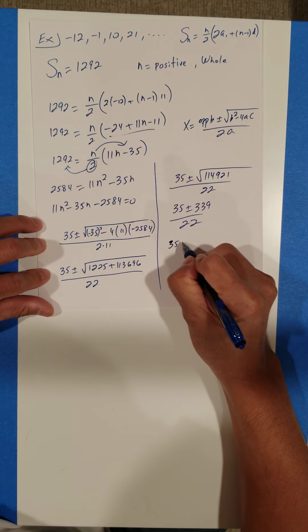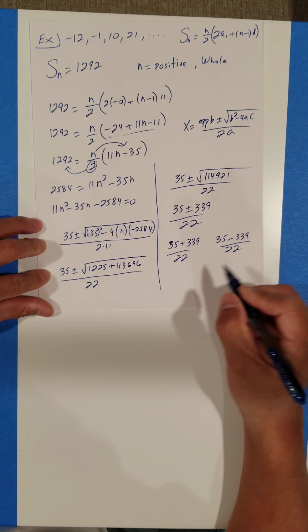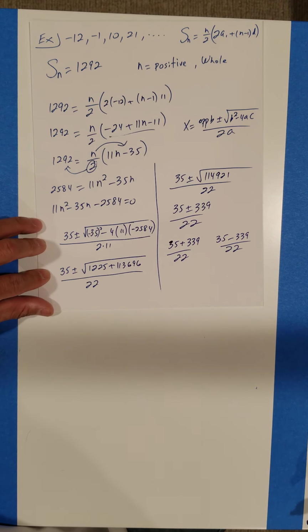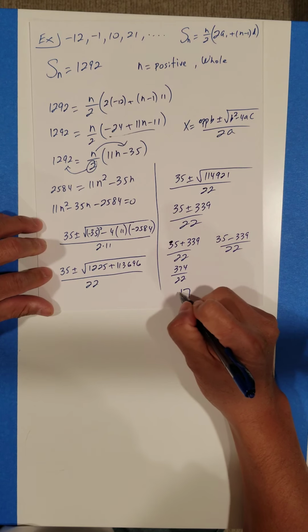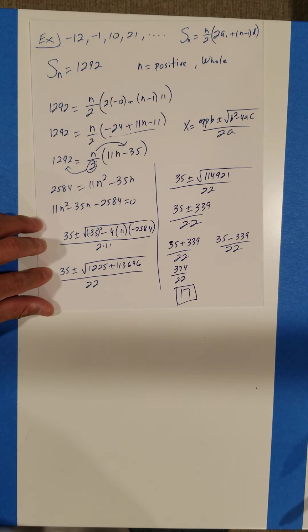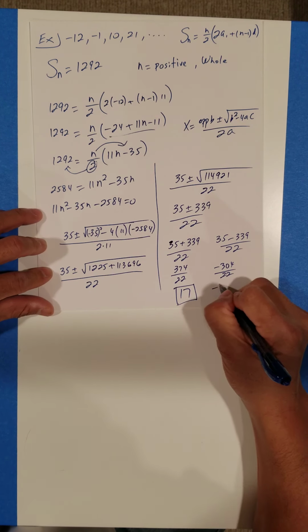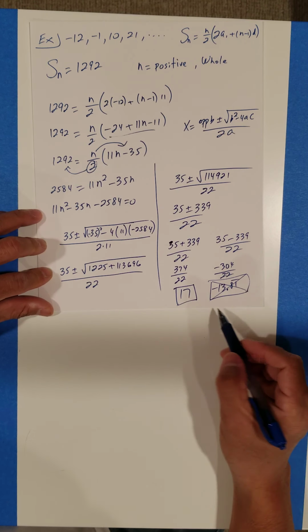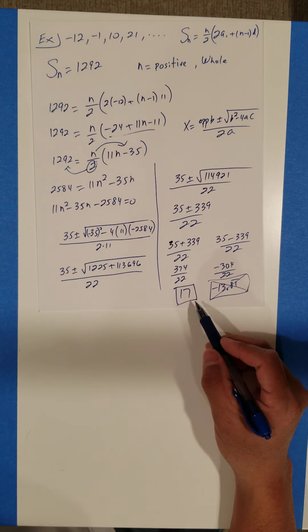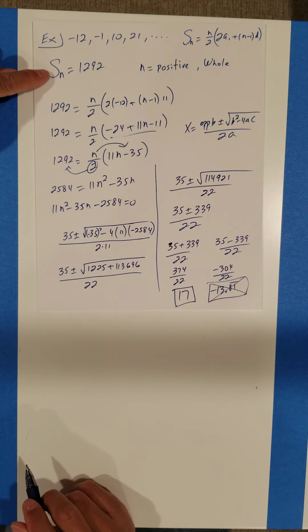So I have two answers here, 35 plus 339 over 22. And the other one is 35 minus 339 over 22. Okay, so adding these, I'm going to get here 374 divided by 22. My answer here is 17. First answer is 17. Okay, my second answer is going to be negative 304 divided by 22. It's going to be negative 13.81, repeating. Okay, so this answer is no good at all, because two things. One, it's negative, and two, it's not a whole number. So we're looking for the positive whole number. That means it took 17 numbers to get this grand total of 1,292.